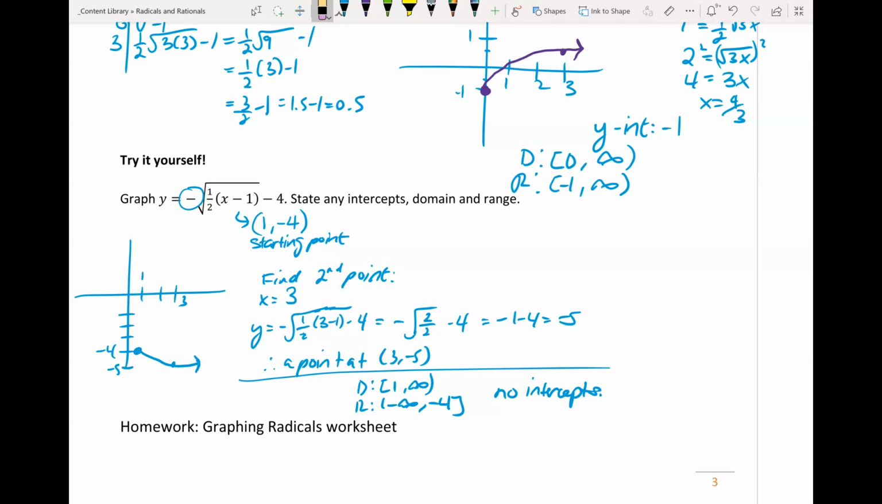Then your domain is going to be from 1 to infinity. Your range is from negative infinity to negative 4, because this arrowhead is pointing down towards negative infinity, and your highest y value is negative 4. And this graph doesn't have any intercepts. It will never touch the x-axis, nor does it ever touch the y-axis.